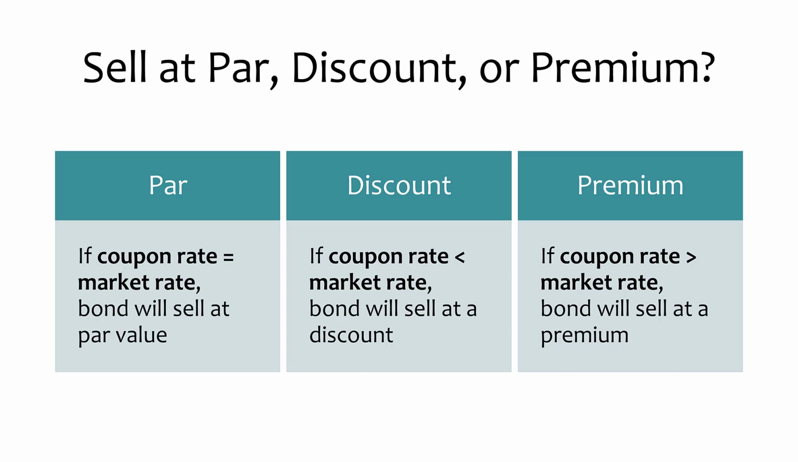Bonds can sell at par, a discount, or a premium. If the coupon rate equals the market rate, bonds will sell at par value. If the coupon rate is less than the market rate, the bond will sell at a discount or less than its face value. If the coupon rate is greater than the market rate, the bond will sell at a premium or for more than its face value.